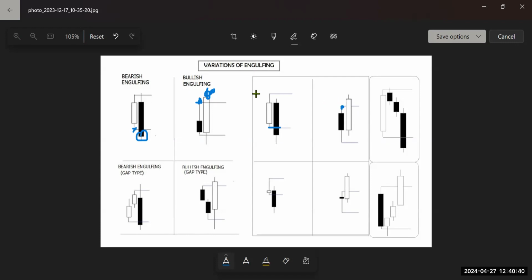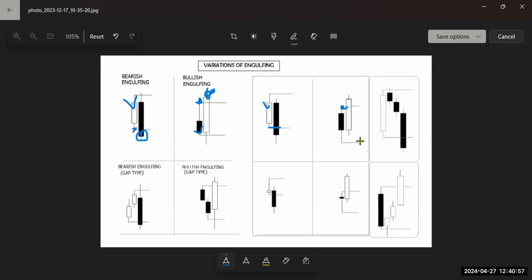Right? So this is a form of engulfing where the market engulfs just one candle. So this bearish candle only engulfs one bullish candle, right? This bullish candle only engulfs one bearish candle. One to just one.